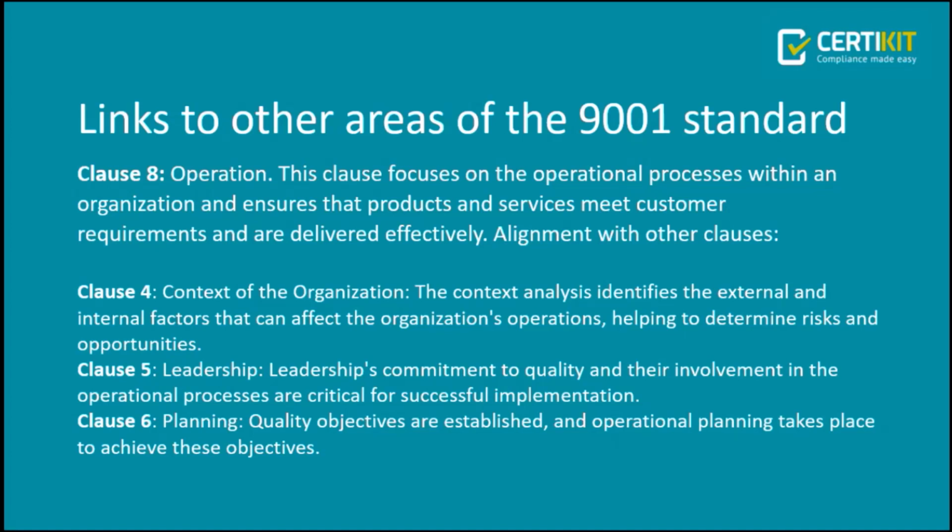And then Clause 6, planning. Quality objectives are established and operational planning takes place to achieve these objectives. Also within Clause 6 is planning of changes, which could have an effect upon Clause 8 operations. Objectives could have an impact on or take a feed from your processes for products and services.